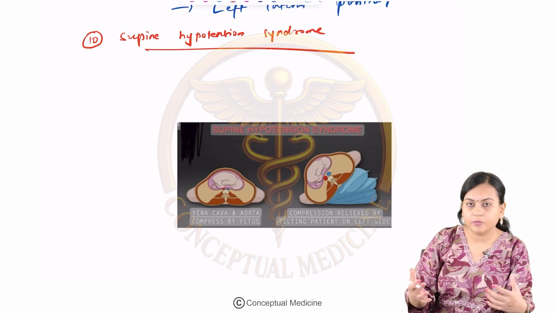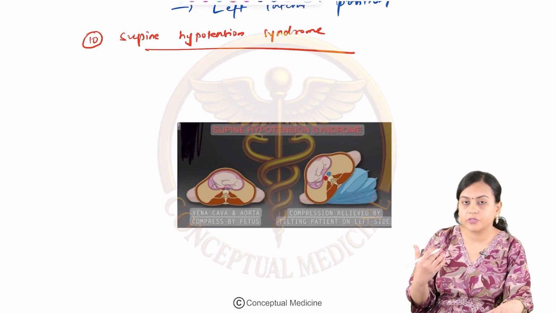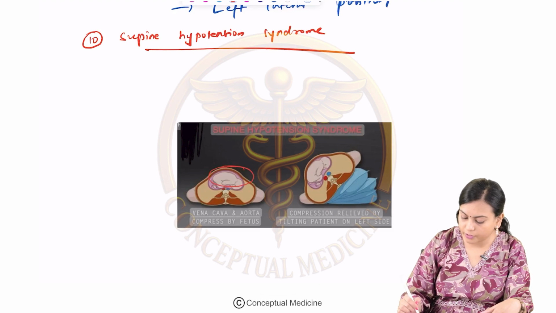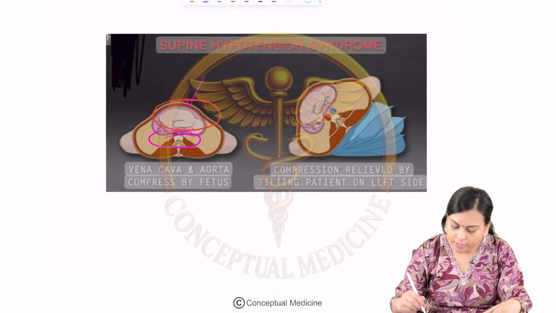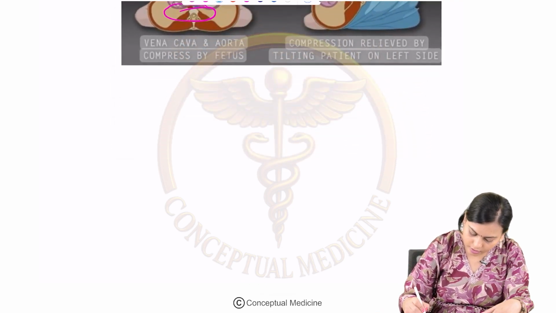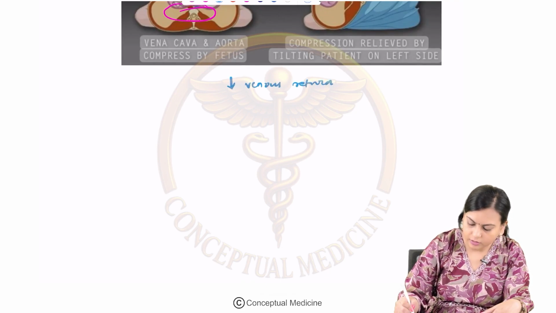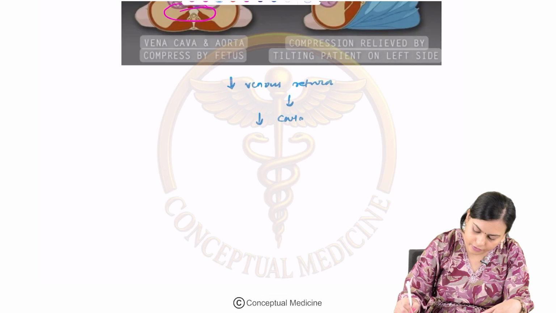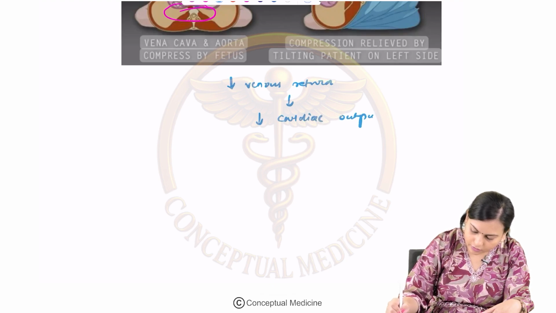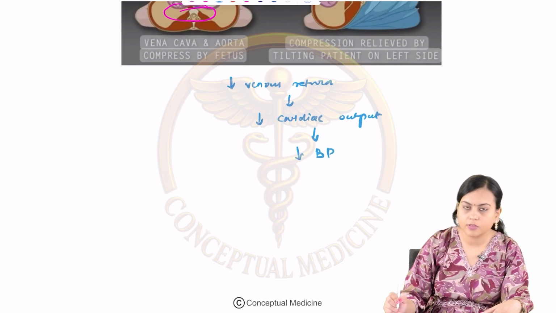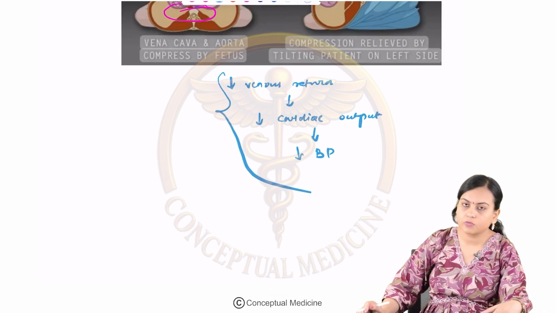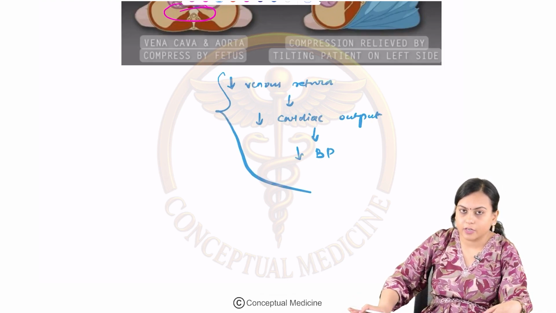Now, basically what is going to happen is, when the patient lies supine, it is going to compress the vessels, namely the inferior vena cava and the aorta. So, this is going to reduce the venous return, and what will happen? The cardiac output will also reduce. When cardiac output is reducing, BP is also going to reduce. So this is what is going to happen, and the patient will go into a state of hypotension.